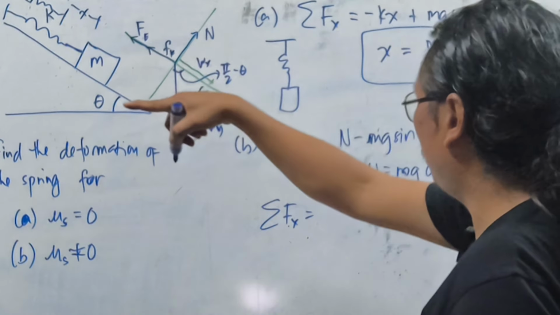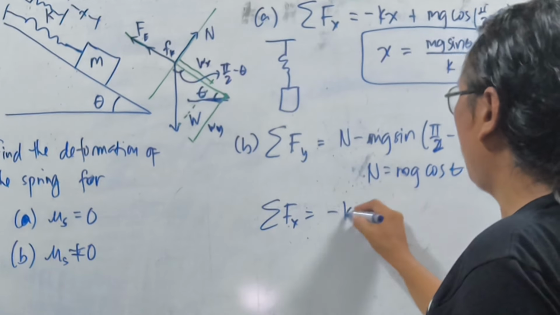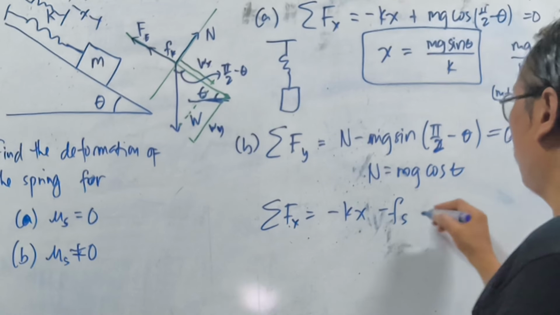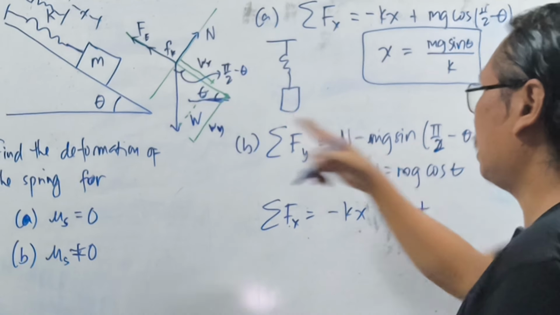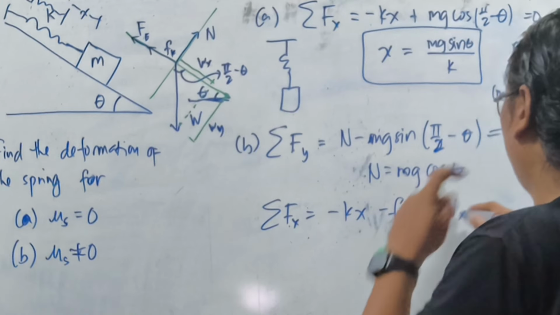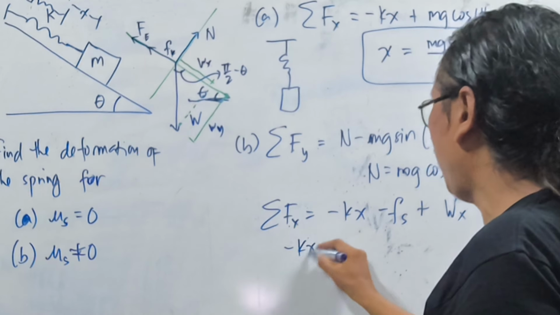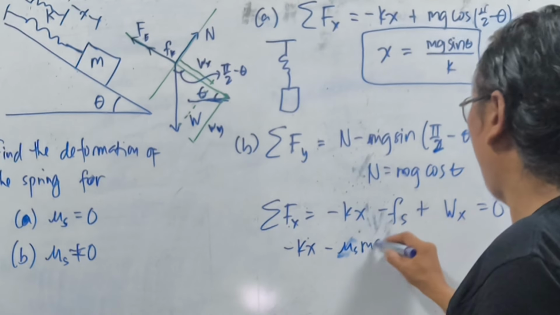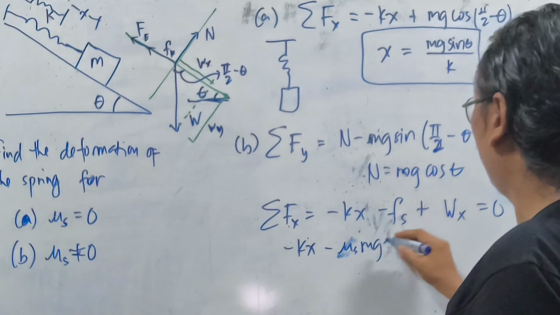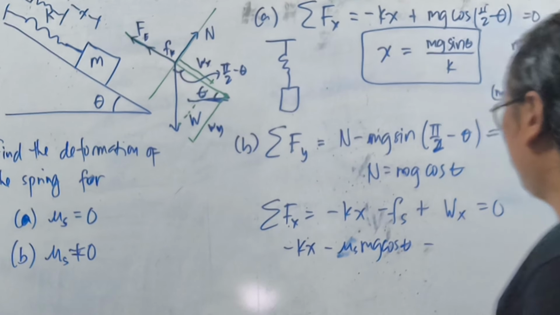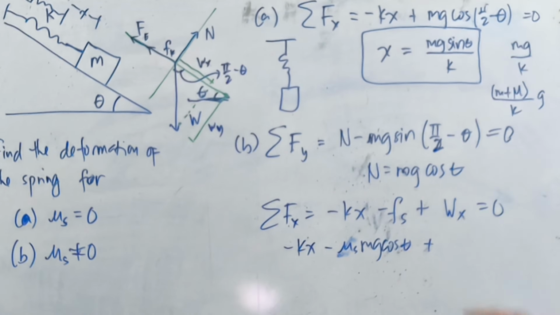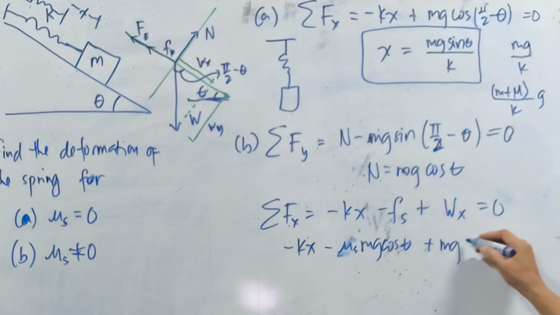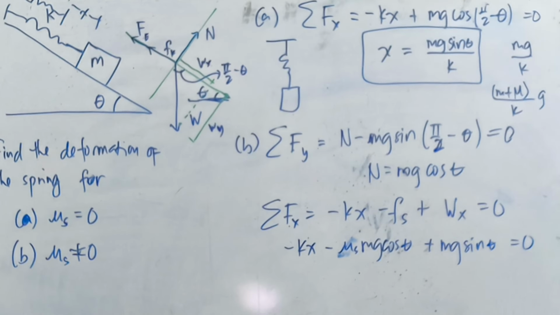On the negative side, you have minus kx and friction, minus fs. And plus weight x equals 0. So this is just minus kx, minus mu s mg cosine of theta, plus mg sine of theta, which is the same as the weight x here, and this is equal to 0.